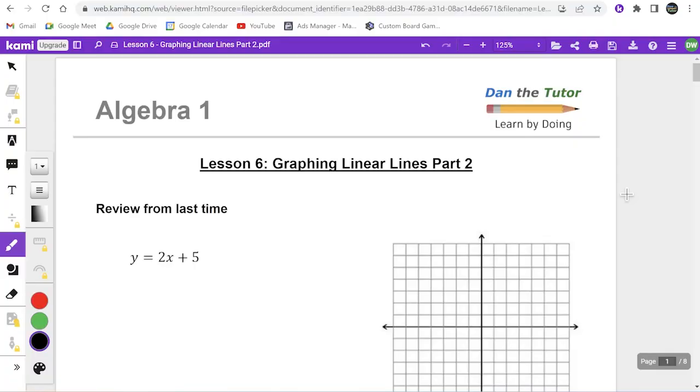This is going to be week 6, graphing linear lines, part 2. We're basically going to be reviewing everything we talked about last time. We're talking about y equals mx plus b, slope and y-intercept, and then we're going to introduce the topics of parallel lines, perpendicular lines, and writing the equation of a line yourself.